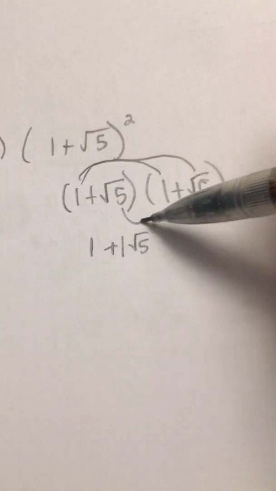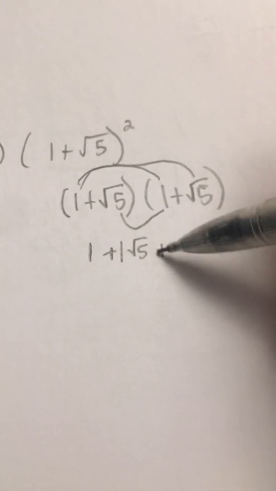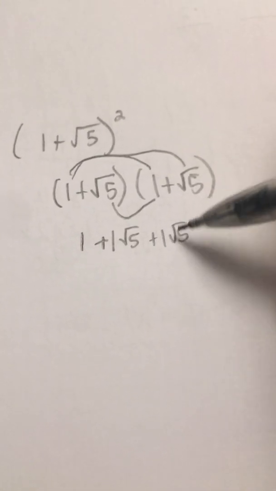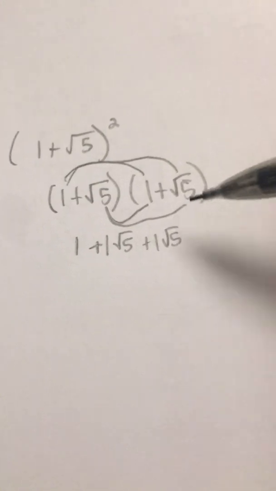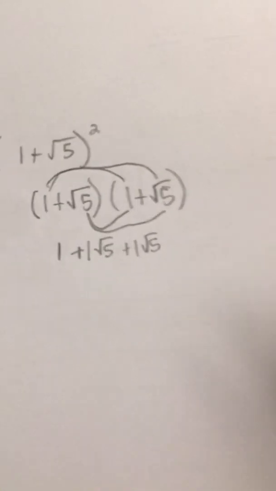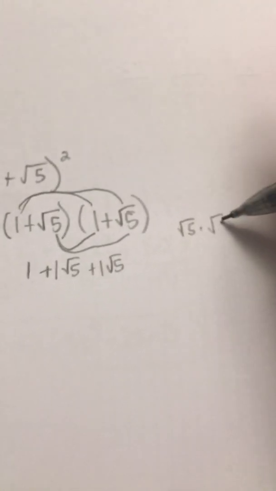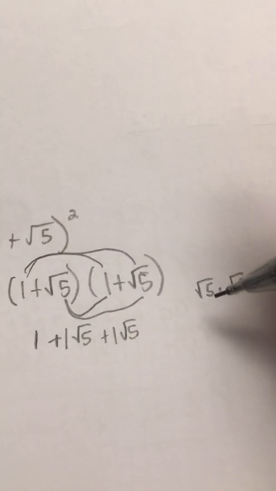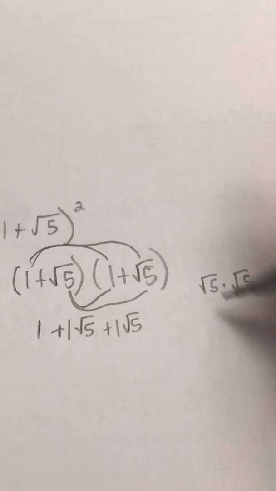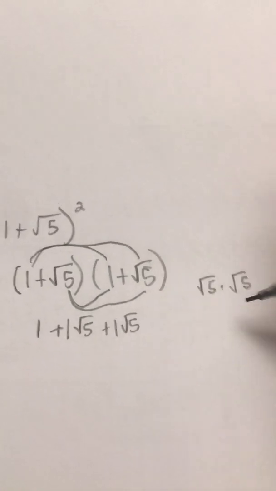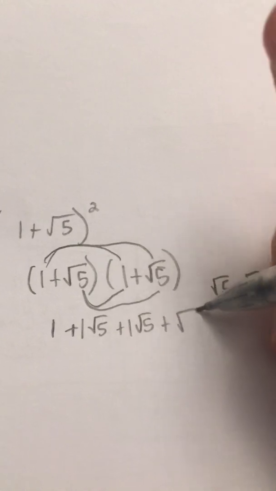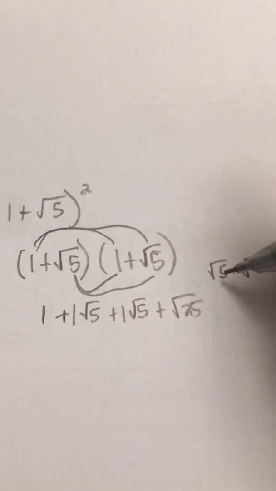Now I'm done multiplying the 1 with everything that's over here. Now I'm going to take the root 5 times 1, and I'm going to take the root 5 times root 5. That might be something you want to show off to the side. Root 5 times root 5. And so we would get 5, they're both underneath. We can multiply those numbers. We get plus root 25. 5 times 5.